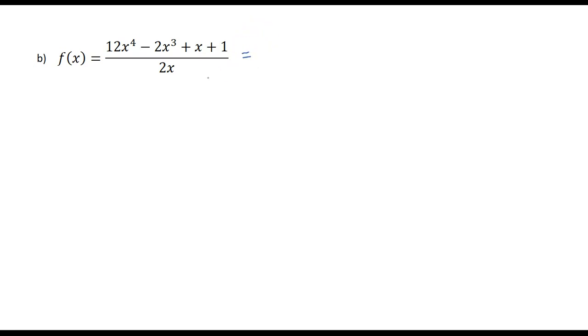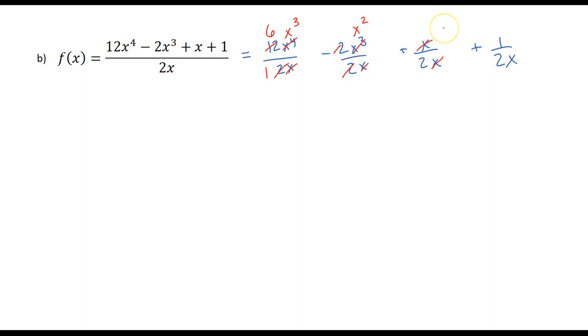So the first thing I would do, notice we're dividing by a monomial. I would make this 12x to the 4th over 2x minus 2x cubed over 2x plus x over 2x plus 1 over 2x. Anytime you can use algebra to simplify your life, go ahead and do it. So in this case, we would cancel here and leave a 6 and a 1. We would cancel an x and make that x cubed. The 2's would cancel. Here we'd have x squared. The x's would cancel, and in this case nothing cancels.